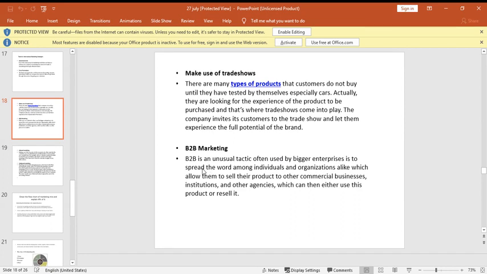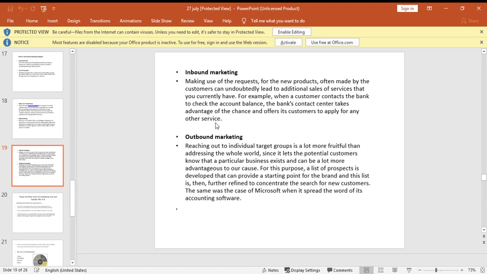Then B2B marketing is an unusual tactic often used by the bigger enterprises to spread the word among individuals and organizations alike, which allows them to sell their product to other commercial businesses, institutions, and other agencies, which can either use this product or resell it. That is about B2B marketing. Reselling the product is nothing but B2B marketing.